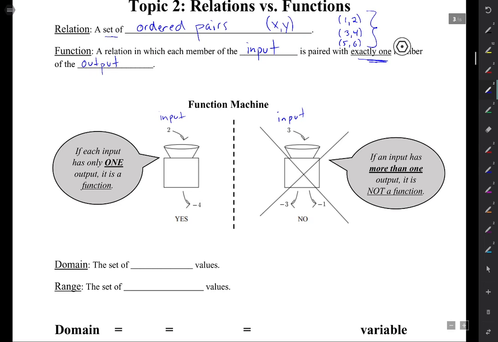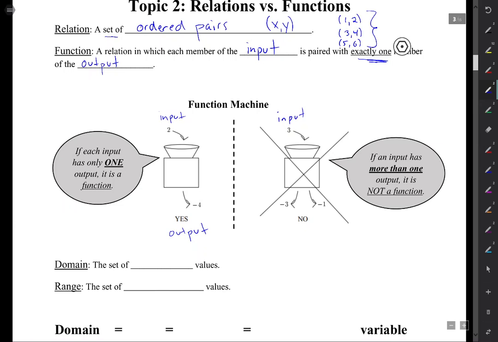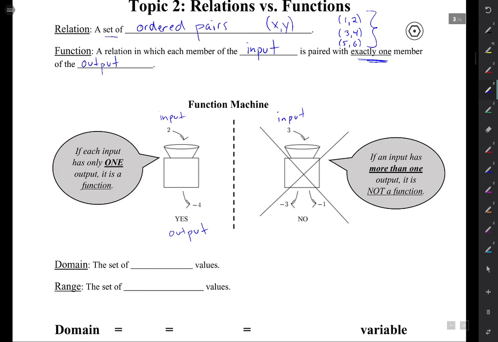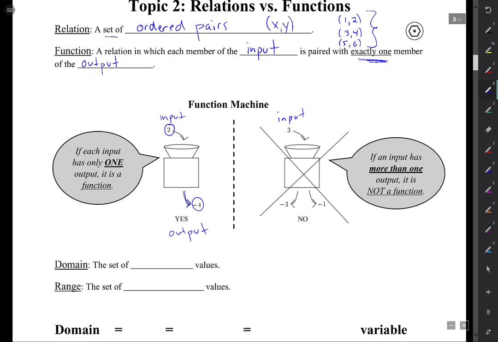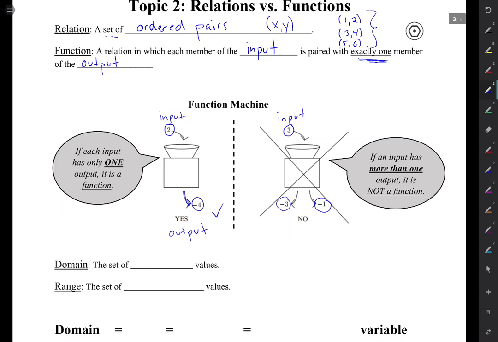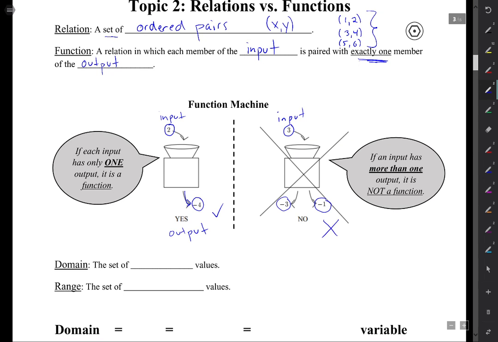And so the input goes into the function machine, and then something happens in the machine, and then out pops an output. So if we look at our definition of what a function is, it says it's a relation in which each member of the input is paired with exactly one member of the output. So in this first example here, we have one input and then we have one output. Therefore, this one is a function. However, in the second one, we have one input again, but this time we had two outputs. So if an input has more than one output, it is not a function. So that's just a good visual to remember what a function is.